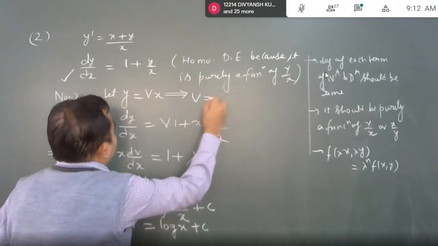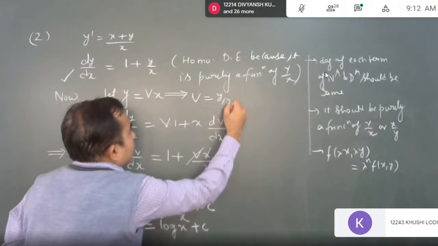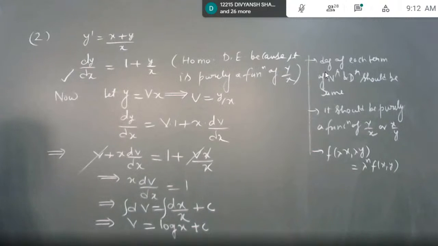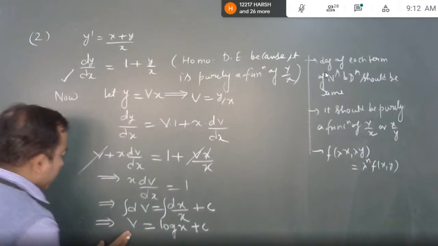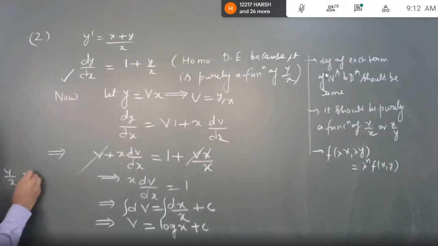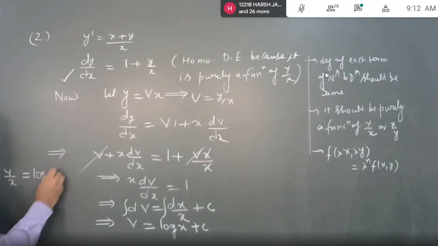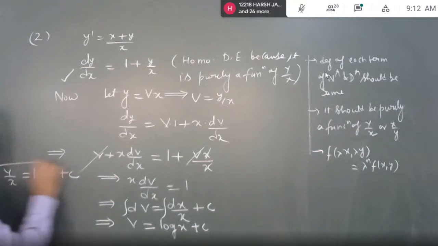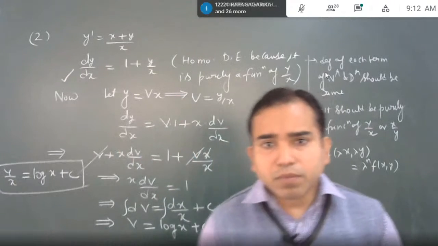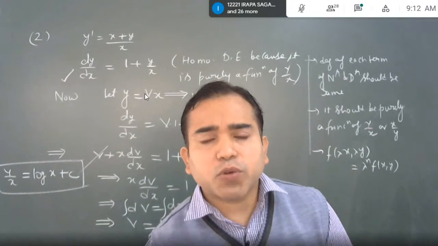Y by x. V will be y upon x, because v we have chosen from our side. So the final answer should be in terms of x and y only. So let me put in place of v, I'll write y upon x. So it becomes y upon x equal to log x plus c, and this I am declaring as my final answer, right? So this is done. Hitesh Chaudhary, will you read question number 3?